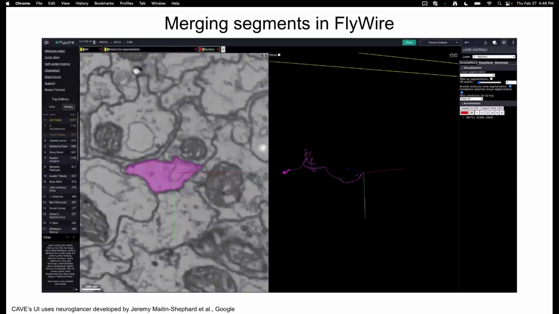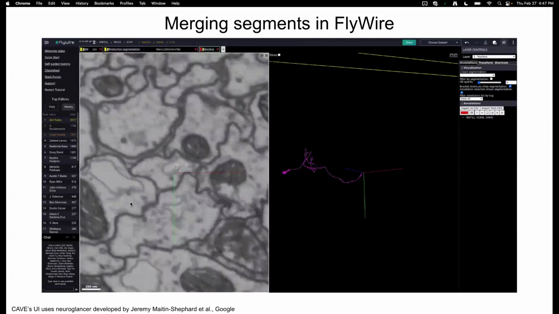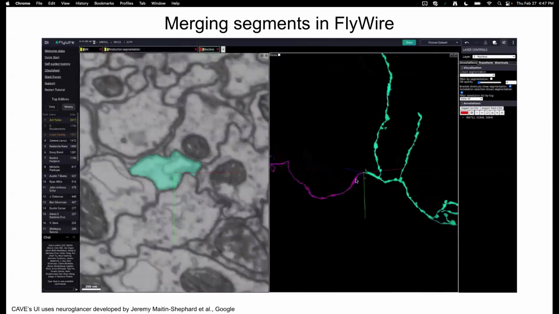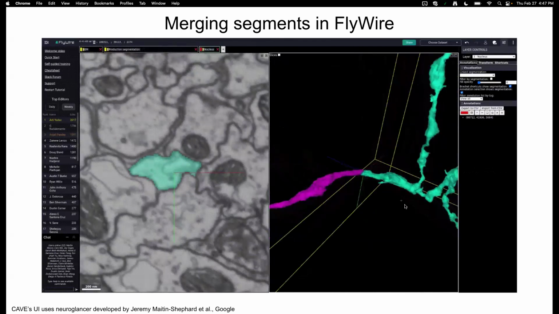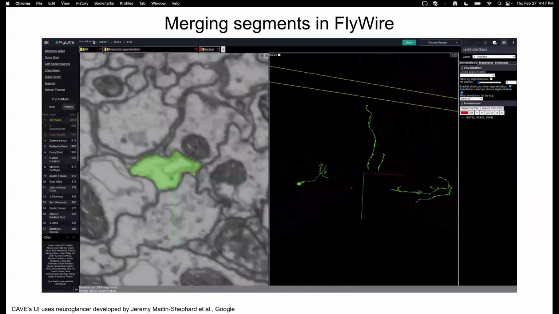So this is what a merge looks like. So here I'm finding the extension of this neuron. You can see this black is an artifact in the data. So here's an extension of this one neuron. I zoom in. I click on both sides to indicate a merge should be done here. And when I zoom out, the edit is already performed on the server.